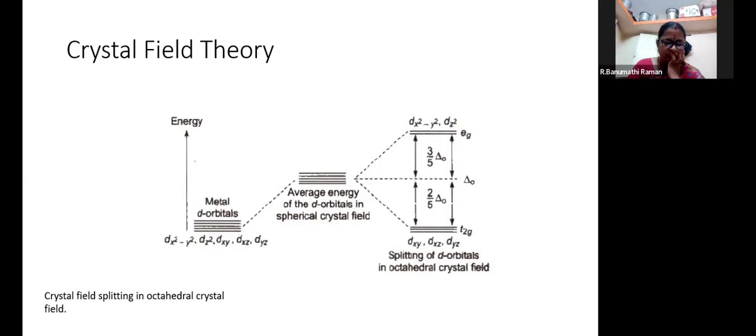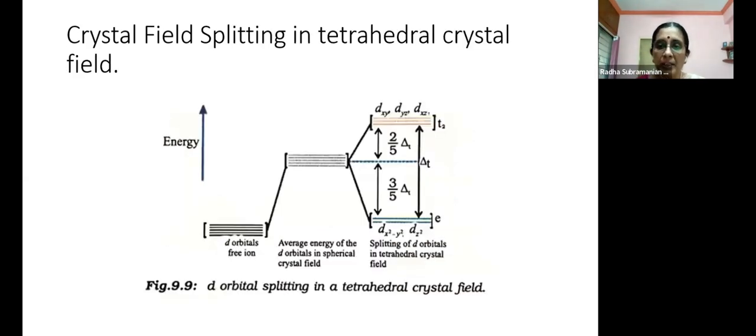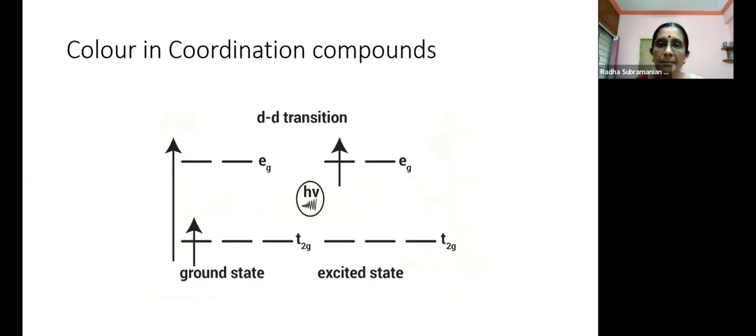So that is something which we need to emphasize again. Bottom line is when it's about color, it is only CFT. Best one to use is CFT. Tetrahedral splitting also is there in our textbook. These diagrams are definite questions for the examinations.